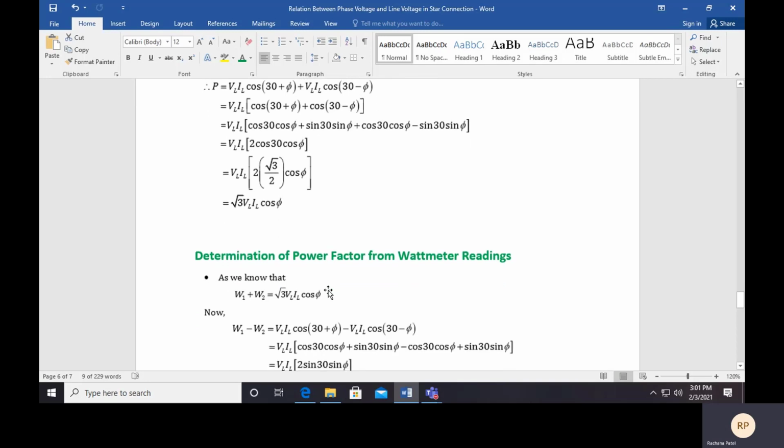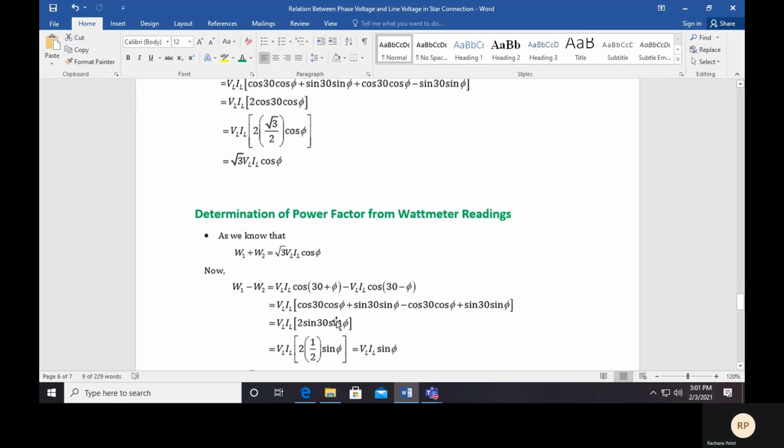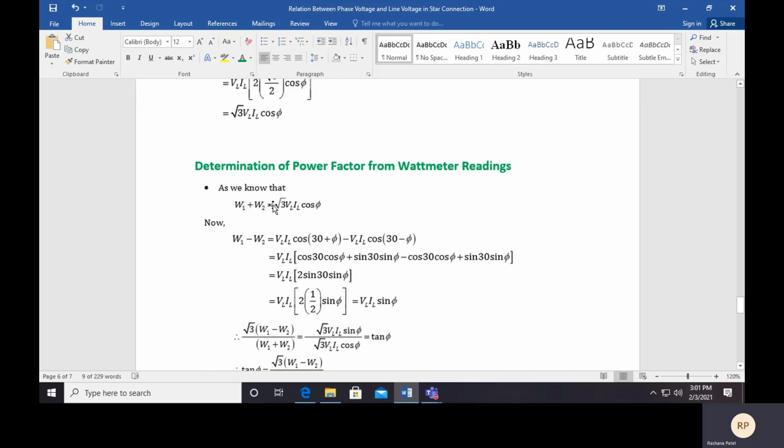Now, no doubt, with the addition of W1 and W2, it gives total power. But what about power factor? How can we measure it? For that, we need to do some more mathematical expression. W1 plus W2 we already have. Now let me go with W1 minus W2. By placing all the mathematical values, we get the answer VL IL sin phi.